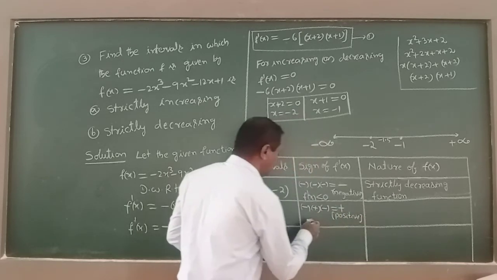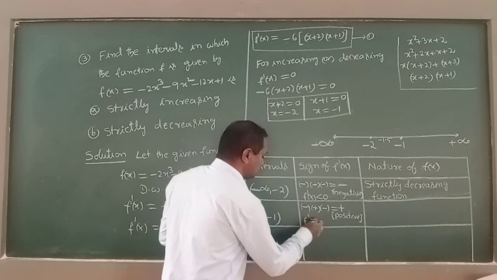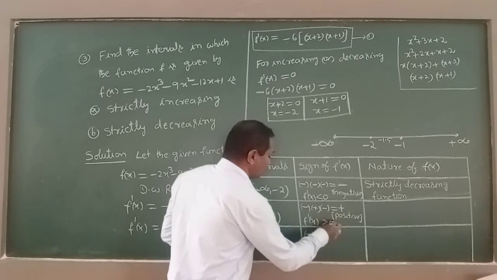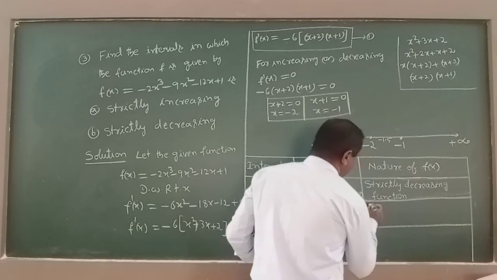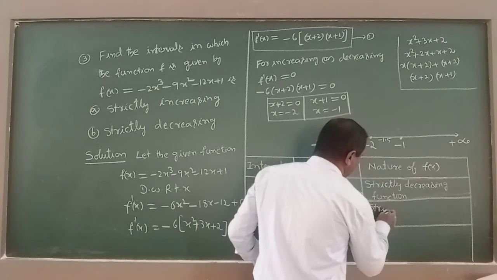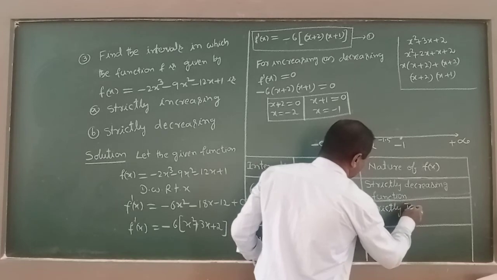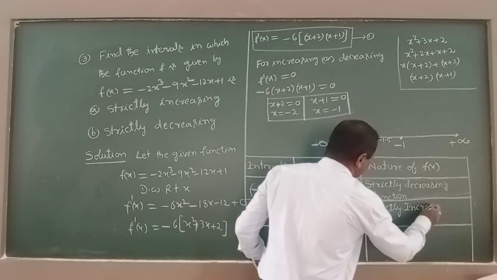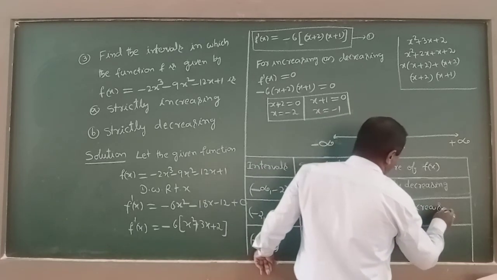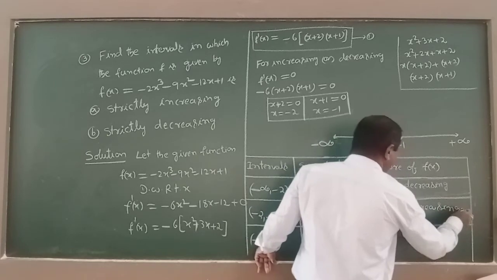Positive means we can take f dash of x greater than 0. Greater than 0 means what can we write? This is a strictly increasing function.